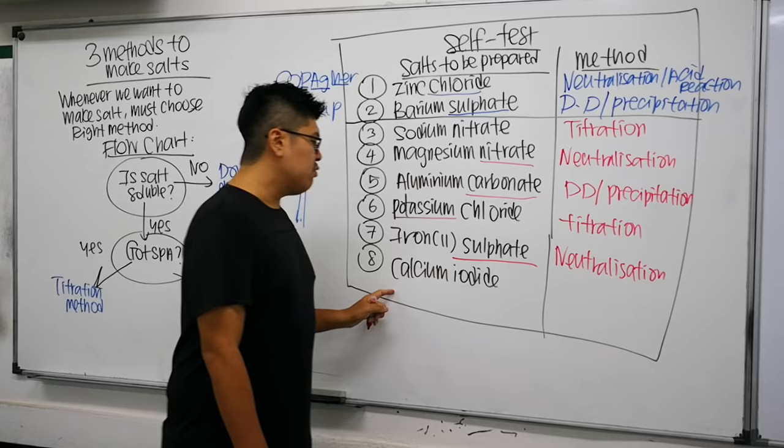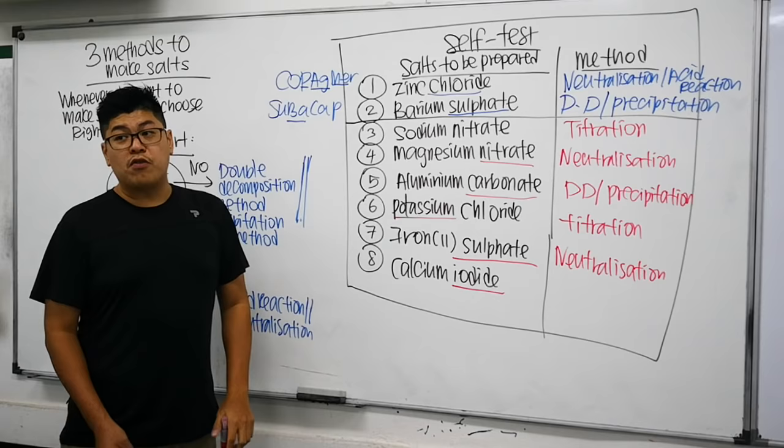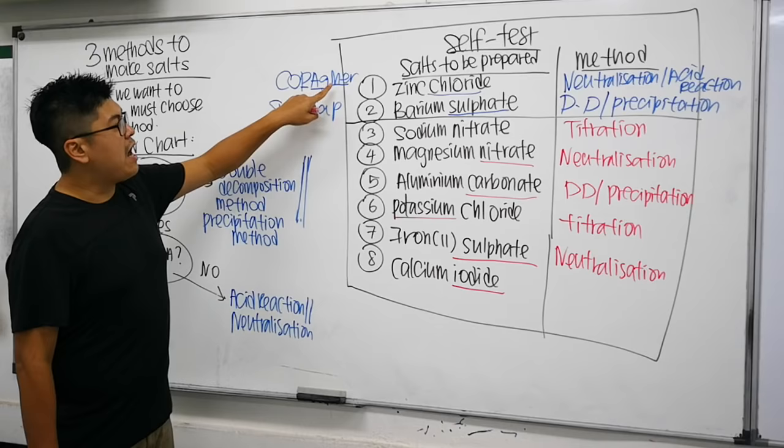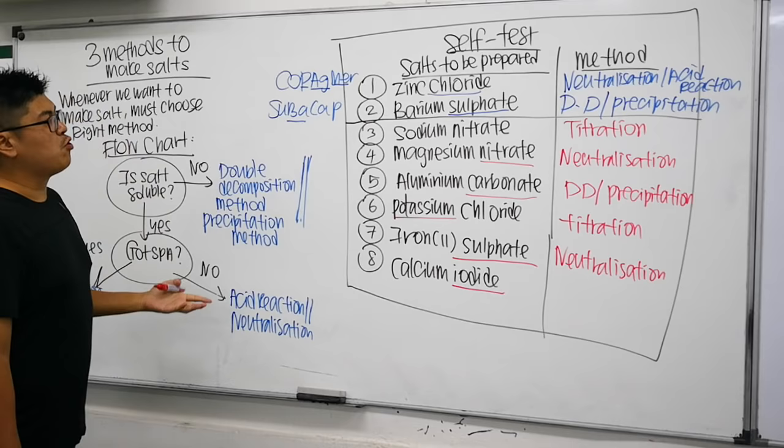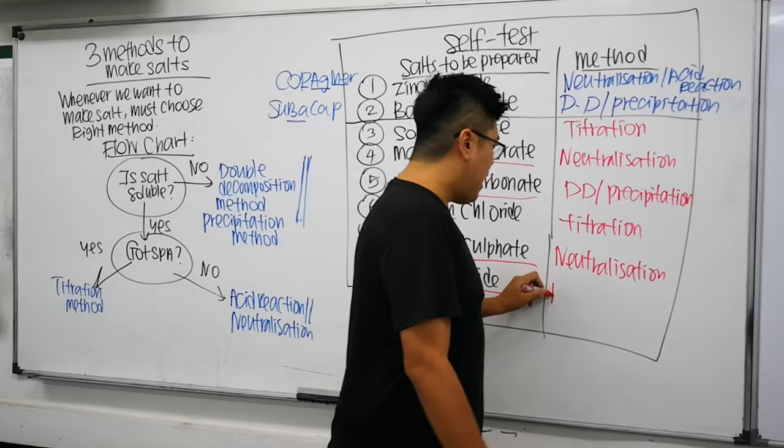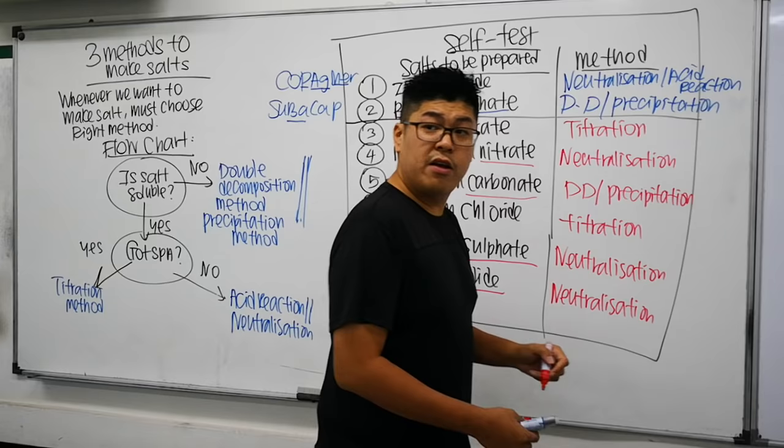Last one, calcium iodide. So look at iodide. Iodide is a sibling of chloride. Think about chloride in copacmer. So lead, silver, and mercury, these three will be insoluble. All right? So calcium iodide is not in the list of insoluble, right? Soluble. So when you are soluble, the next question, do you have spar? No sodium, no potassium, no ammonium. So you don't have spar, so you should use neutralization. Is it okay? So this is the brief idea of what you should do here.